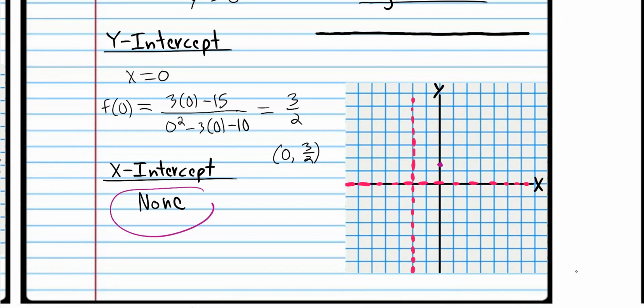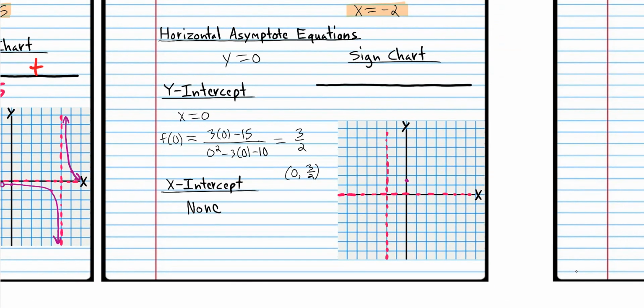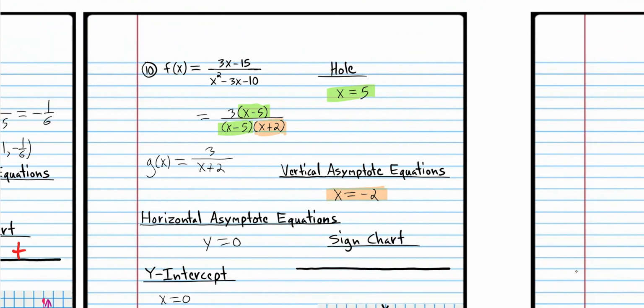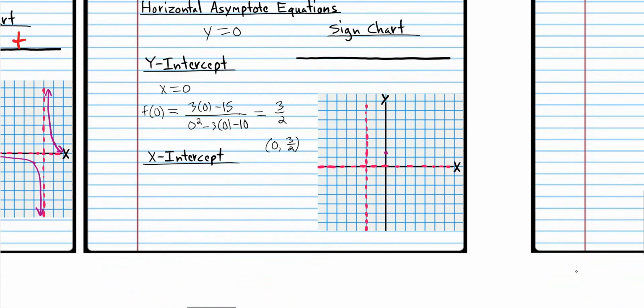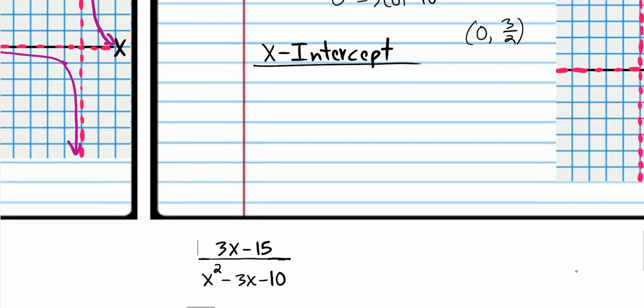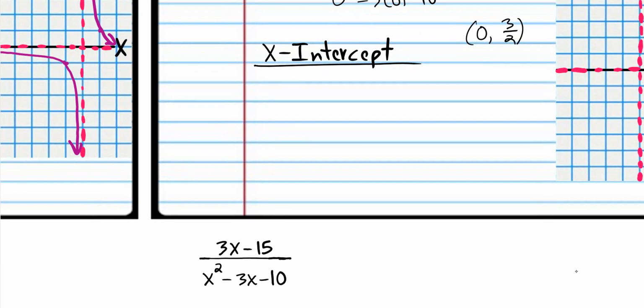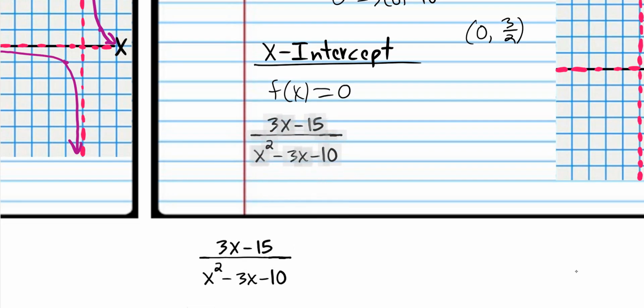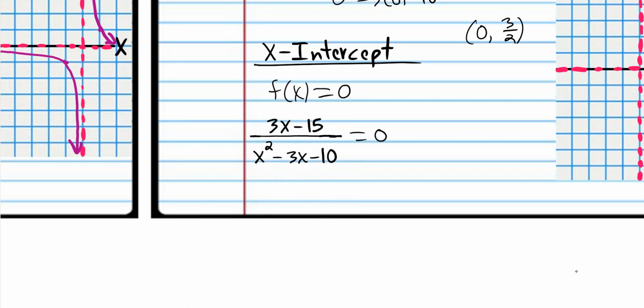And it looks like I already found that the x-intercept doesn't exist, because there is no x value that will make this expression equal to 0. There is an x value that will make it undefined. There's an x value that will make it 0 divided by 0, but that's not the same thing as making it equal to 0. Undefined and 0 are not the same thing. So we want to set the y value of the function equal to 0. So we want to find what x value makes it equal to 0.